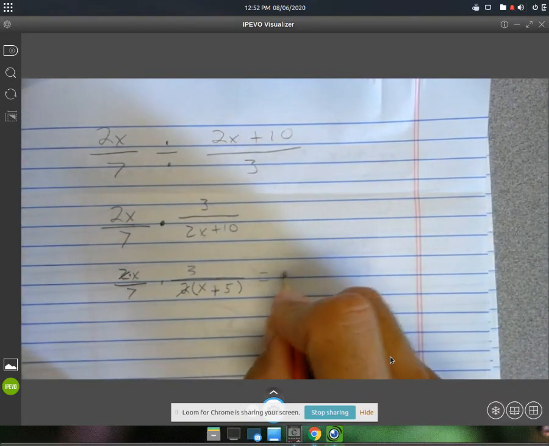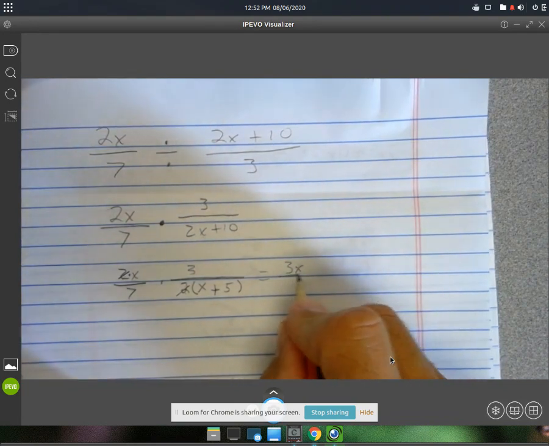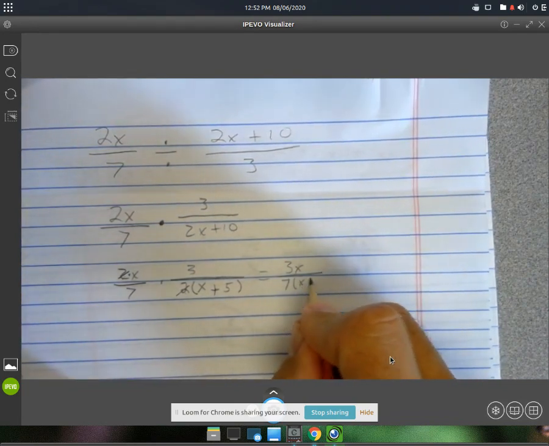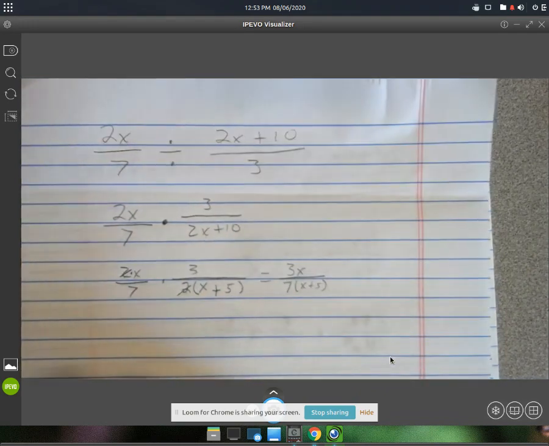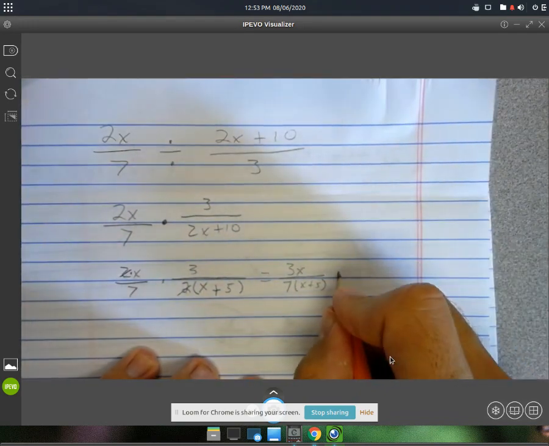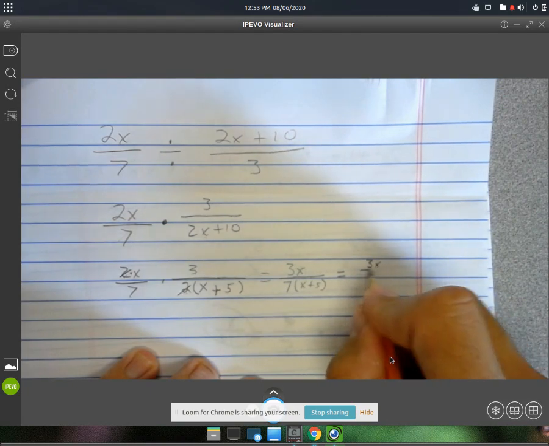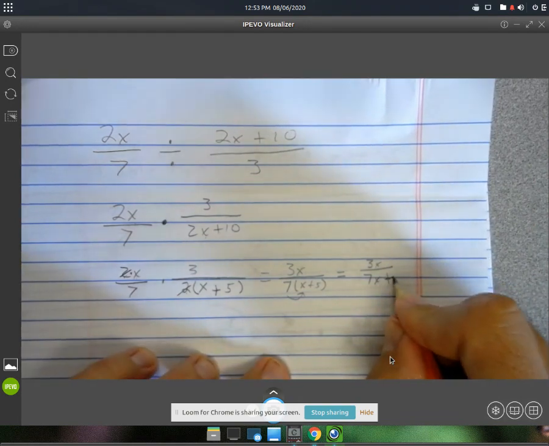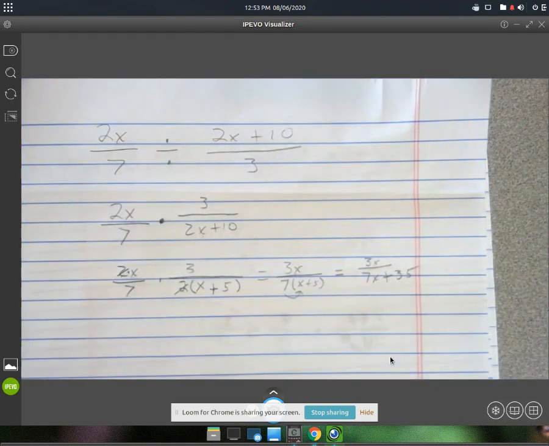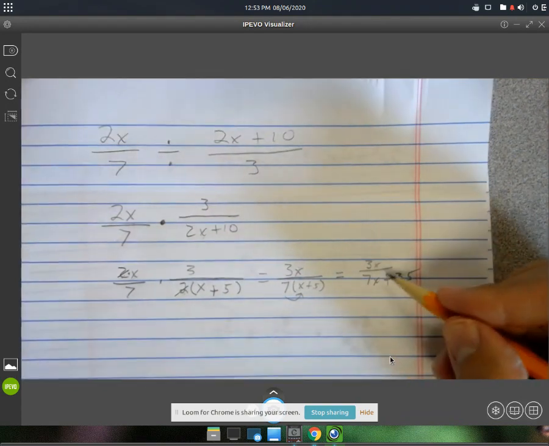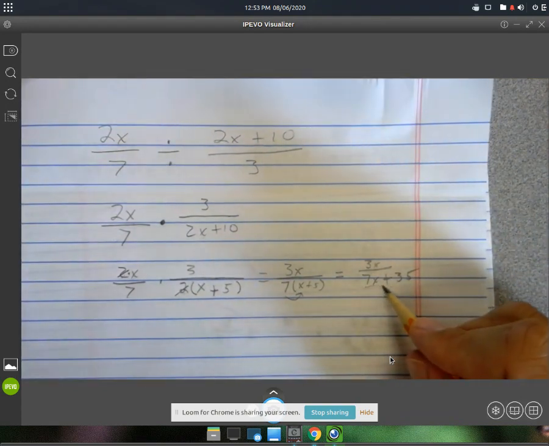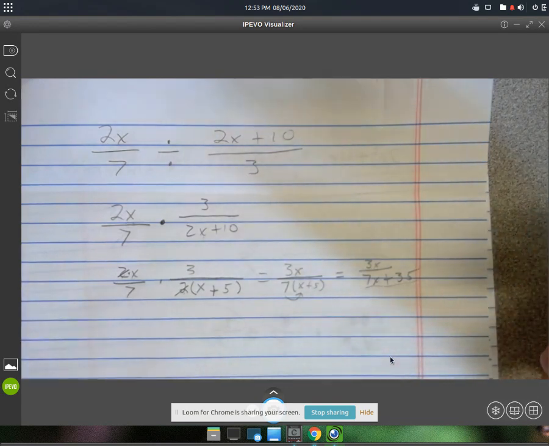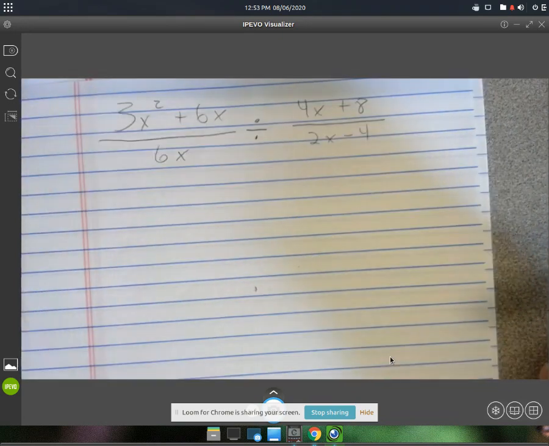So we've got 3x, and then on the bottom, we've got 7 parentheses x plus 5. Now what you can do with this, I'll go ahead and do it, is use the distributive property here. So 3x over 7x plus 35. And again, the x's will not cancel because in this set, there's no multiplication going on. You don't have an x times anything that will cancel. All right, next example.